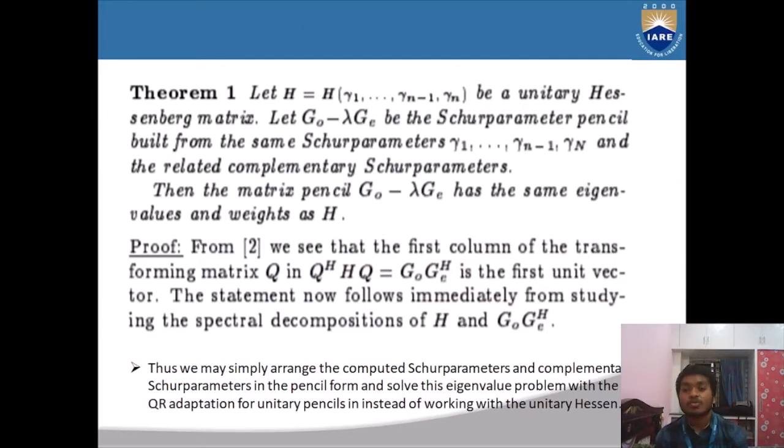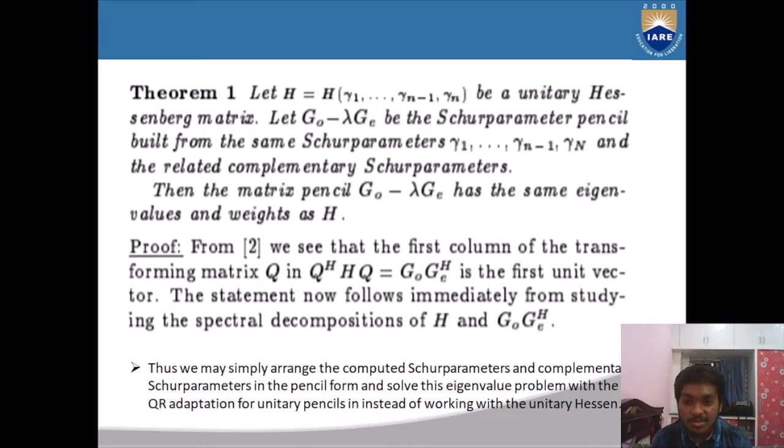Theorem 1. There are, I think, three theorems. Let H = H(γ1, ..., γn−1, γn) be a unitary Hessenberg matrix, which we already read. Let G0 − λGe be the Schur parameter pencil built from the same Schur parameters γ1 to γn and the related complementary Schur parameters. Then the matrix pencil G0 − λGe has the same eigenvalues and weights as H.